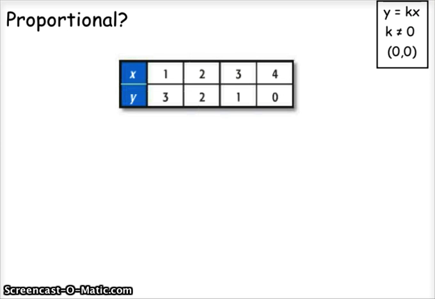Next example, we have another table. And again, you'll notice on the top, we're adding 1 each time. And the bottom, very simply, we are subtracting 1 each time. So we have a constant. It's -1. So it meets the first criterion and the second.